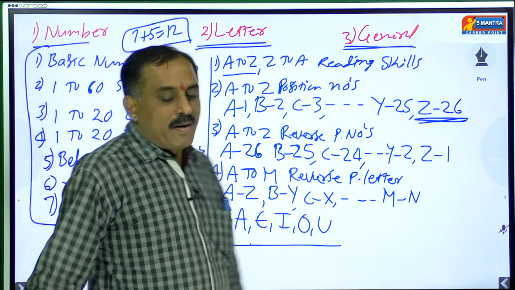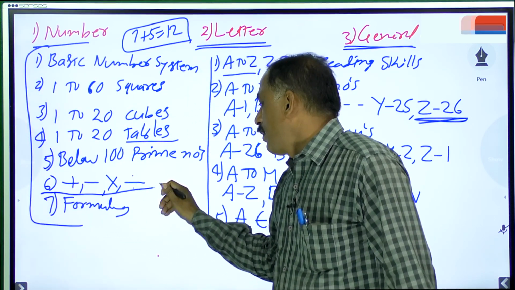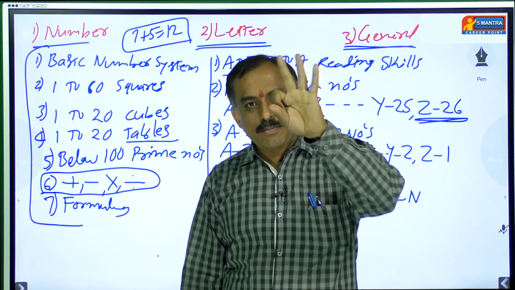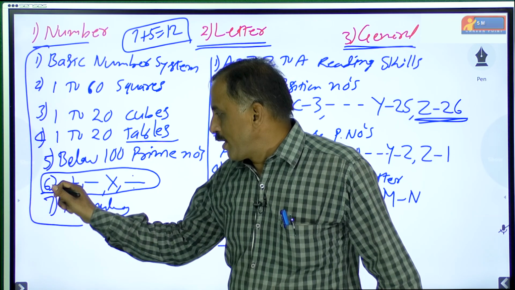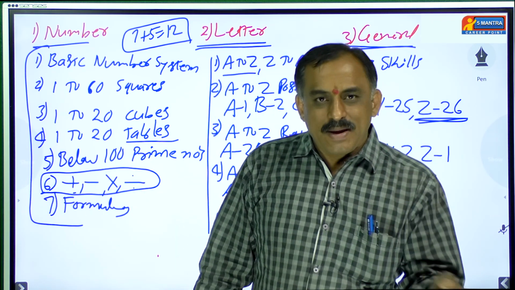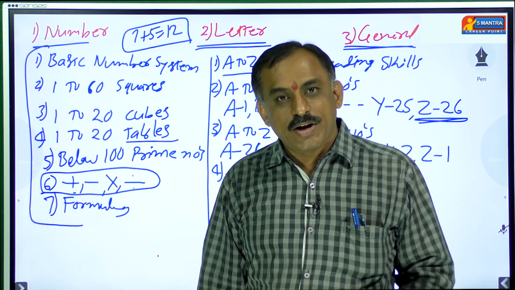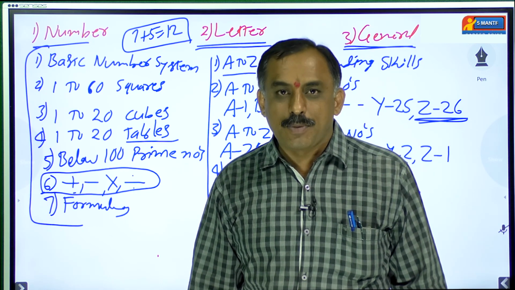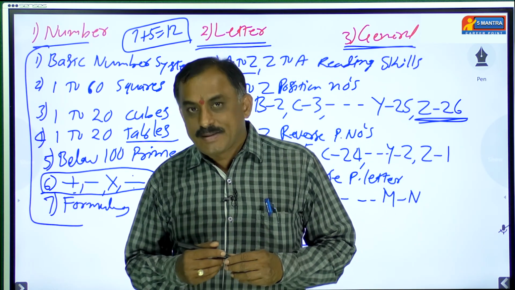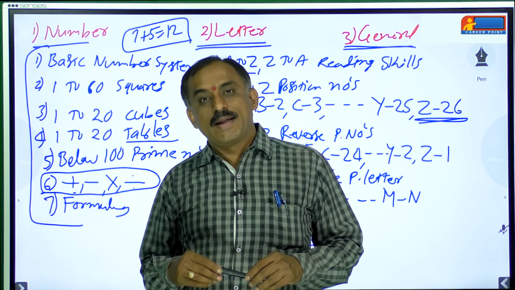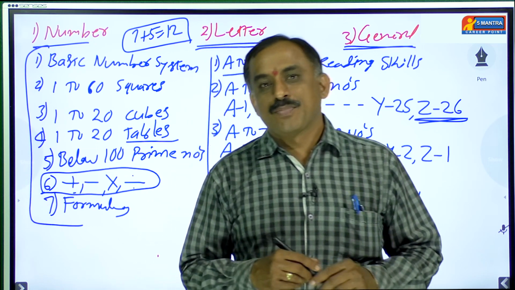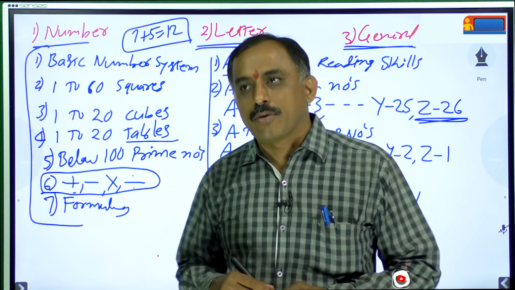Now, what is the specialty of the 6th point? Addition, subtraction, multiplication, division. You know all of these. But can you multiply any two numbers faster than a calculator? Is it possible? No. If you follow the traditional methods, it is not possible. But some wonderful techniques are there. Today, I will explain one or two Vedic tips. With the Vedic tips, you can increase your calculation speed.